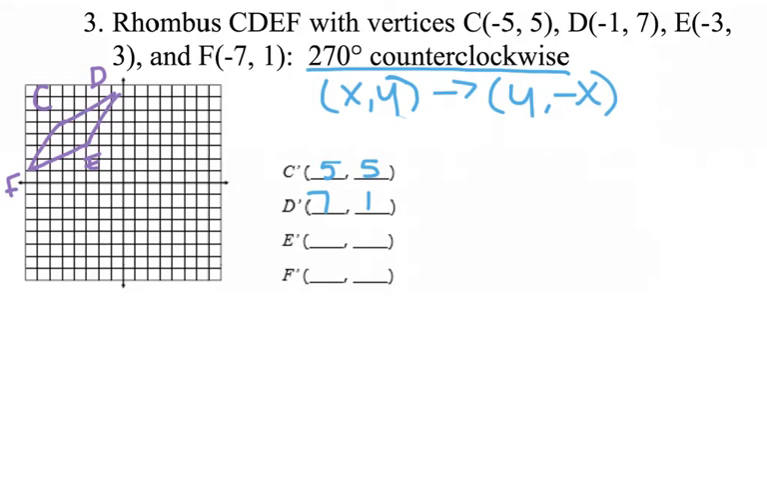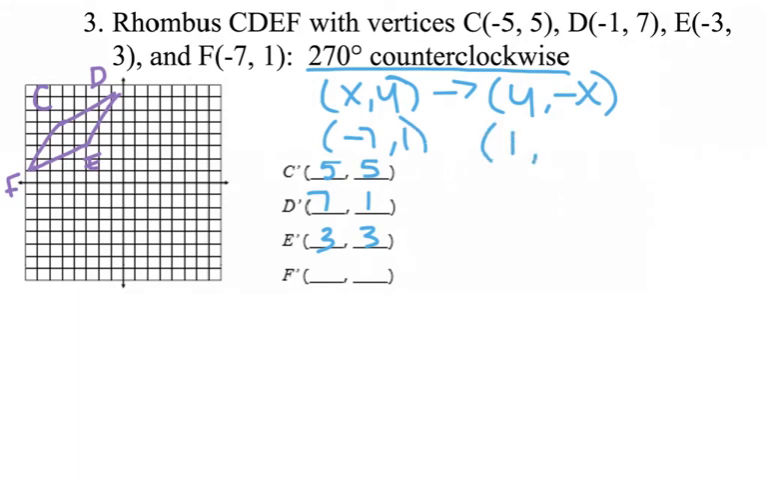Alright, and then we have negative 3, 3. We're going to switch the coordinate points, and then the original x, the negative 3, is now going to be positive. So positive 3, positive 3. And then last one, we had negative 7, comma y.